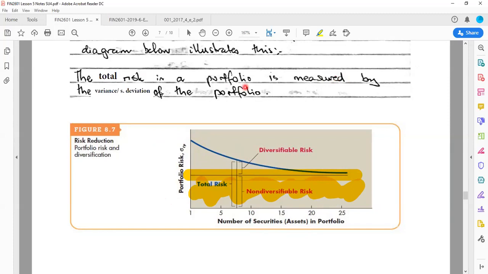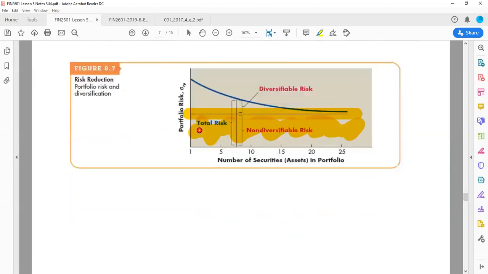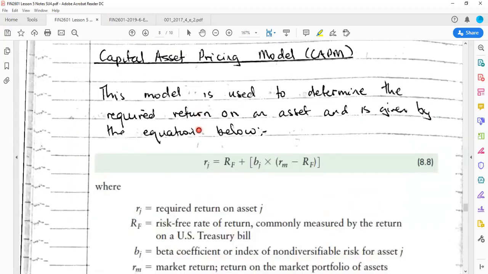So the total risk in a portfolio is measured by the variance or standard deviation, and we already showed how to calculate this. In conclusion, don't worry too much about the diagram or other factors, but just remember that total risk consists of diversifiable risk and non-diversifiable risk. Diversifiable risk can be eliminated through diversification, and non-diversifiable risk cannot be eliminated through diversification. And also make sure you can give examples of the different types of risks that we have in terms of diversifiable risk and non-diversifiable risk.